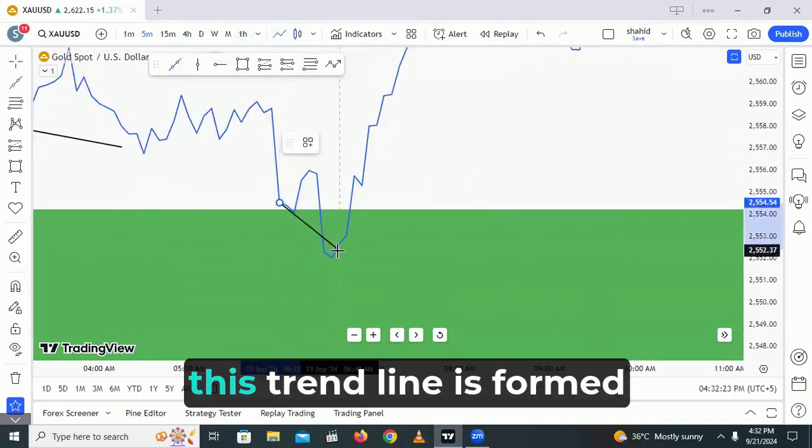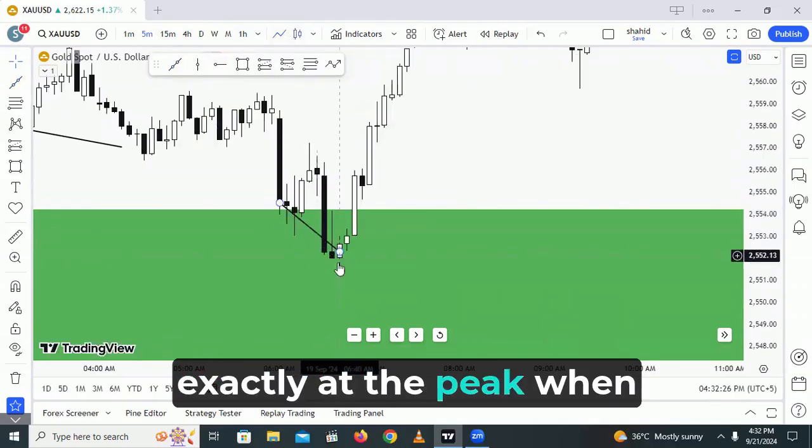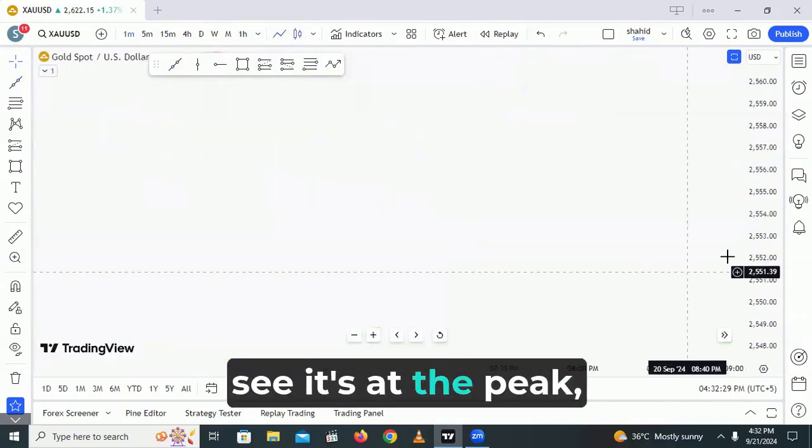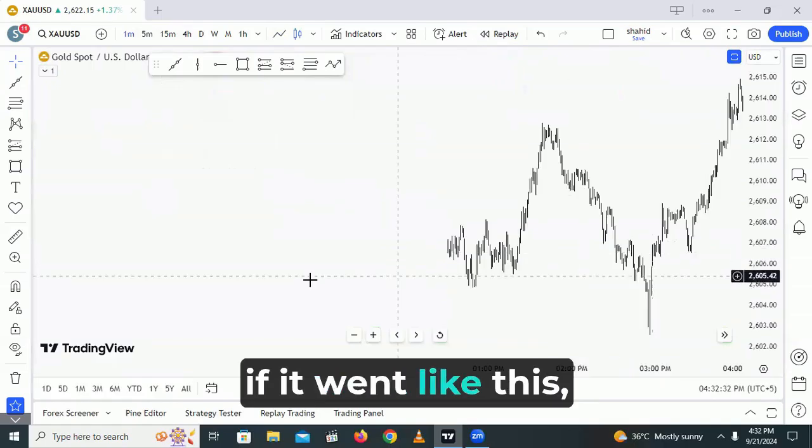Here, if you see, this trend line is formed exactly at the peak when the market went. See, it's at the peak. If you refine this area, if it went like this, then this.